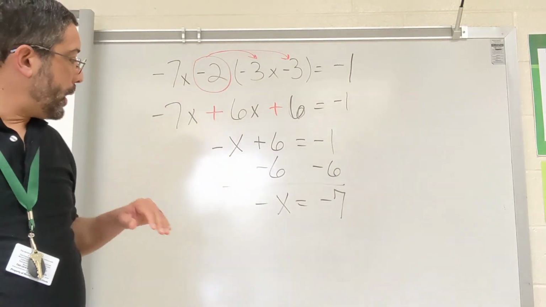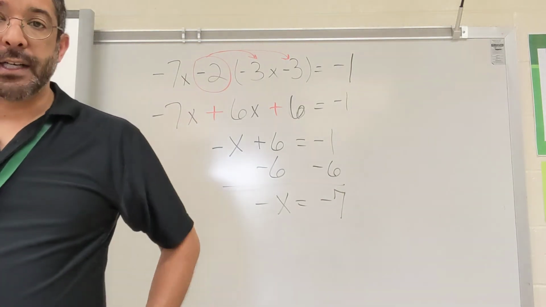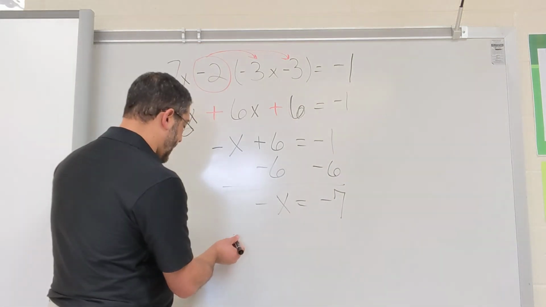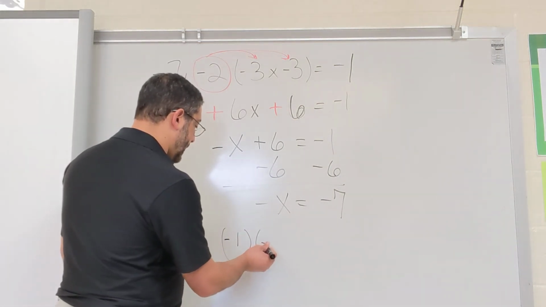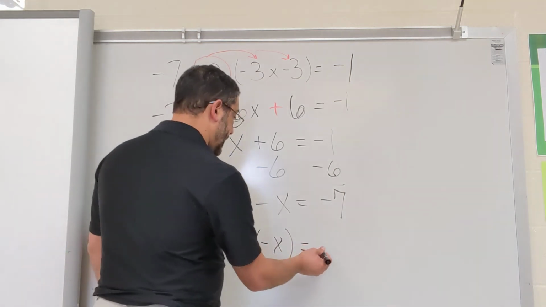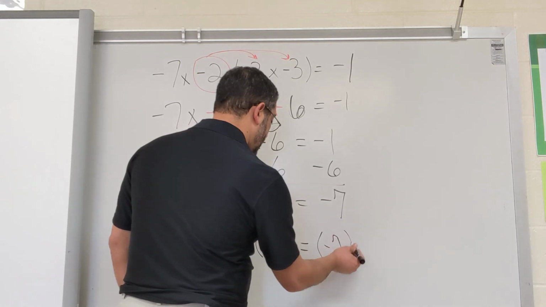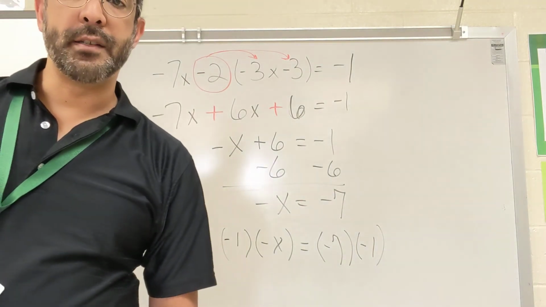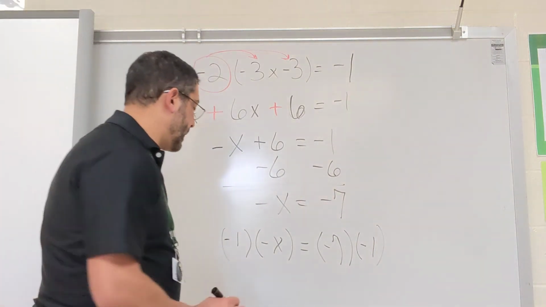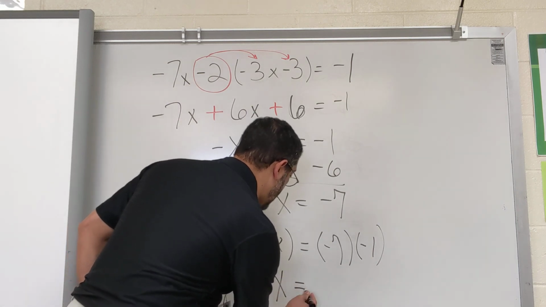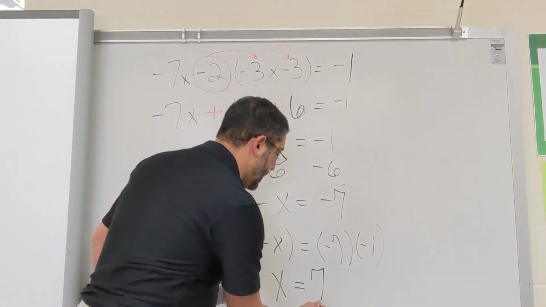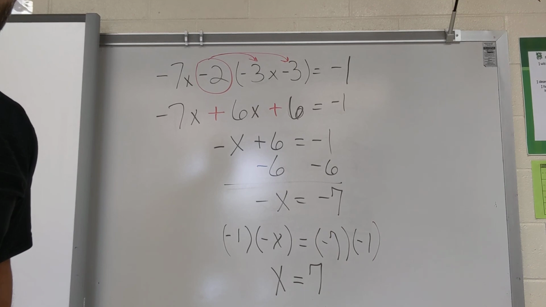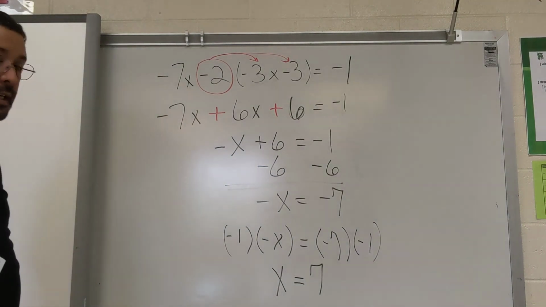Now, we haven't talked too much about this, but the way I get rid of a negative variable, because I want my variable to be positive, is I'm going to multiply both sides by a negative 1, because a negative times a negative creates a positive. And what I do to one side of the equation, I must do to the other side. So this is going to give me a positive x over here, and negative 1 times negative 7 gives me a positive 7. So x equals 7.